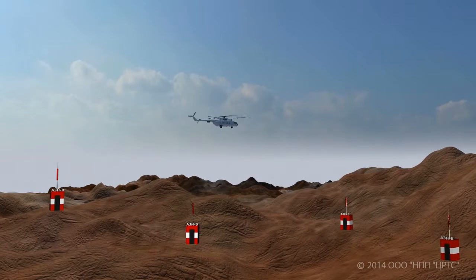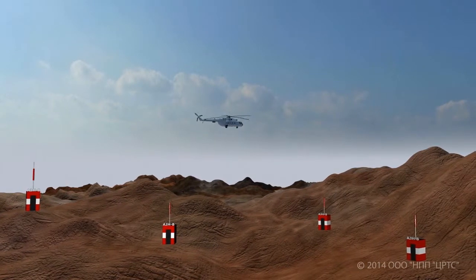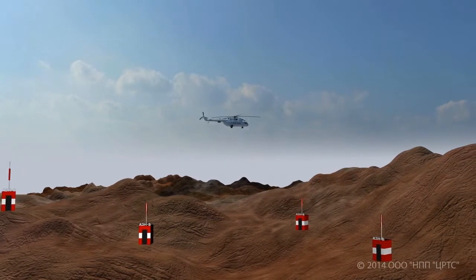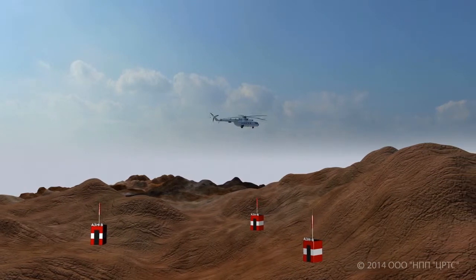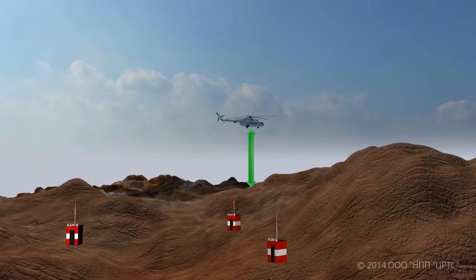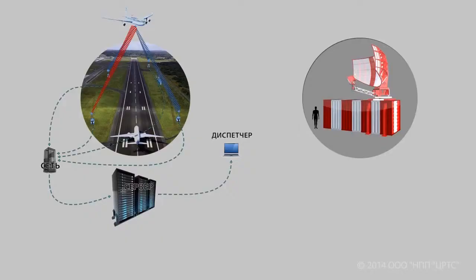MSS is a full functional analog of secondary radar, possessing a number of essential advantages in comparison with it. These are the possibility to monitor aircraft at low altitudes, functioning in the conditions of challenging terrain, high reliability, as well as lower cost and operational costs.